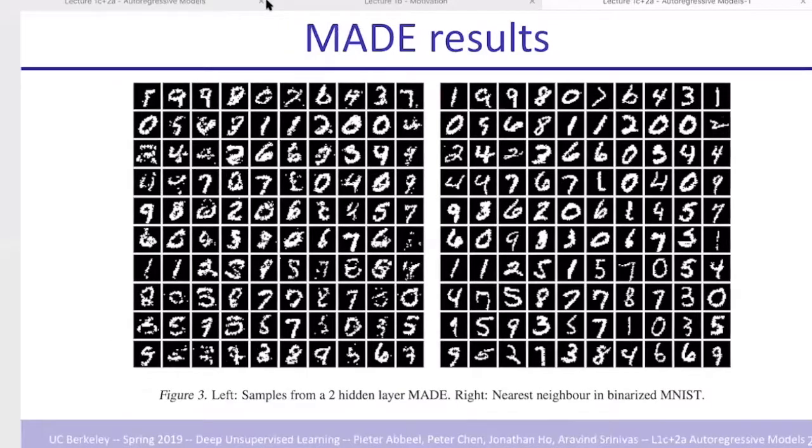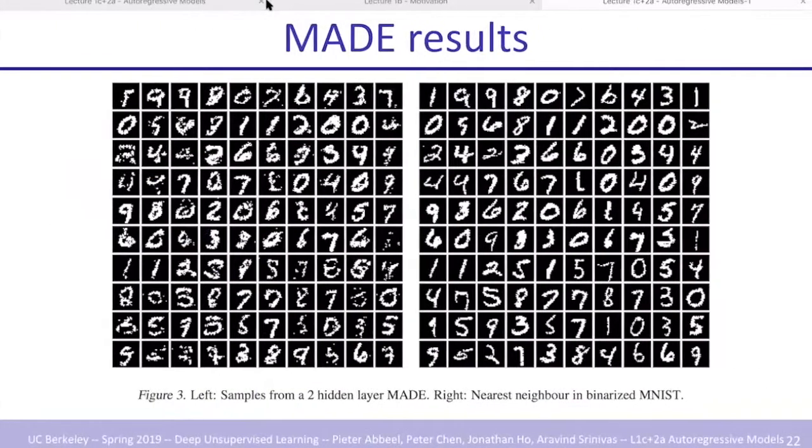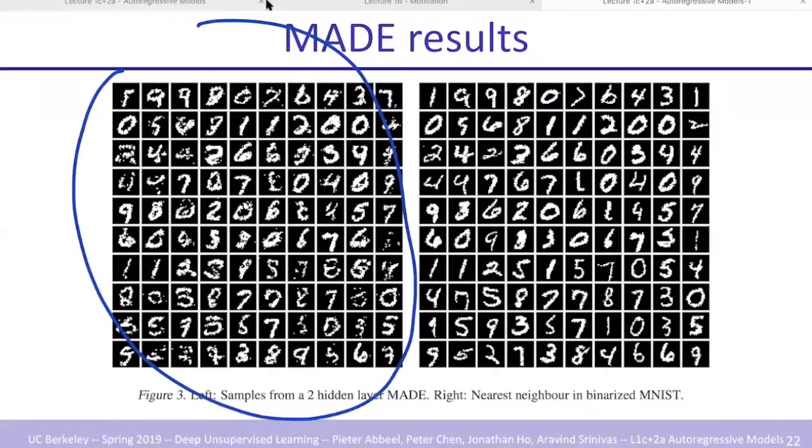So you can actually see the MADE results. This was, I believe, the likelihood test, but this is when you do the sampling. When you try to create a sample, although it's a serial process and it's slow, it still gets good results. So here are the samples. These are the originals, the originals of here.